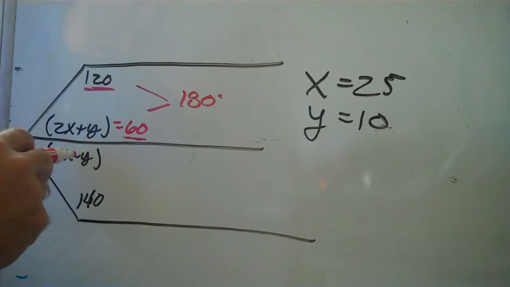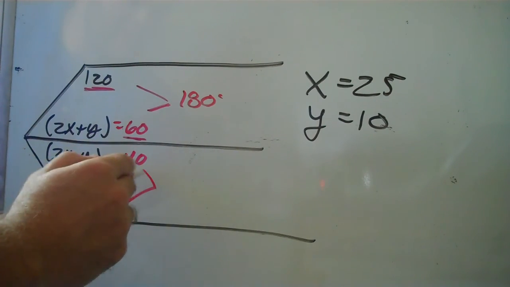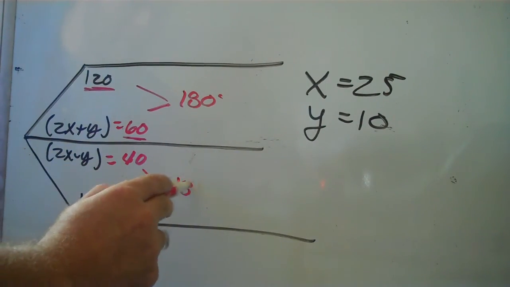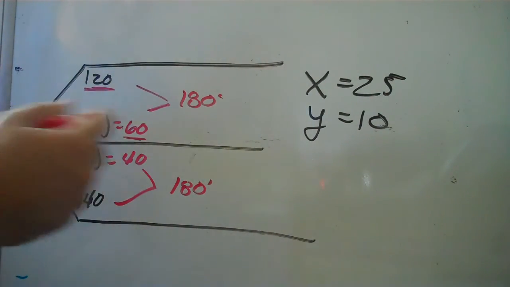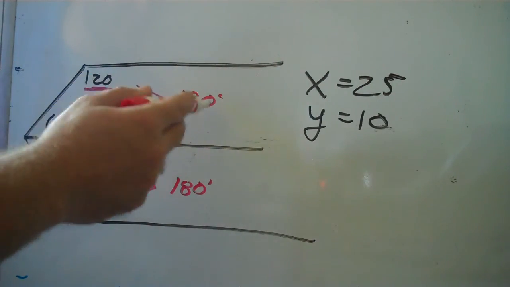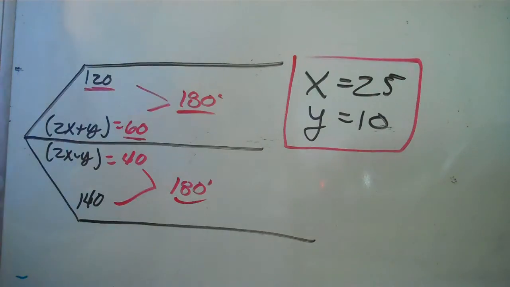Come down here, 2x minus y, well 2x is 50 minus y of 10. That's going to give this angle to be 40 degrees. And now if I add those two together, 40 plus 140, 180 degrees. So I verified through direct substitution, and then knowing that same side interior angles should be supplementary, I can check my work and now know that those are the correct answers.